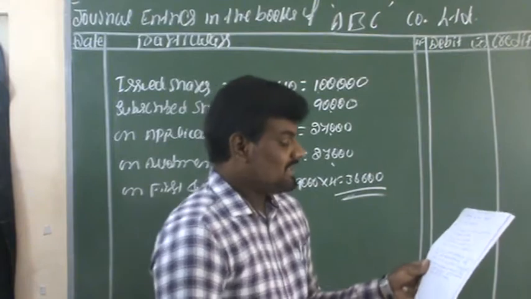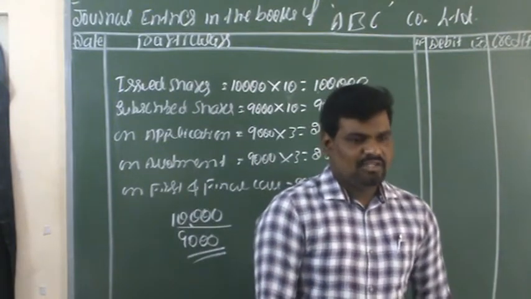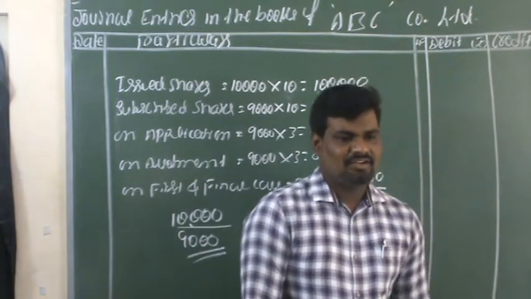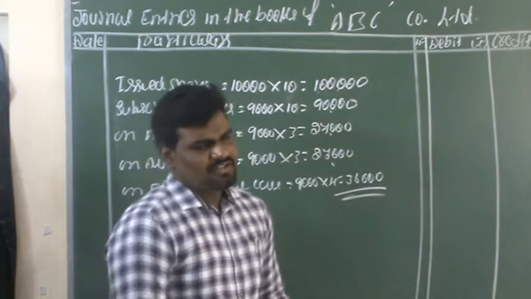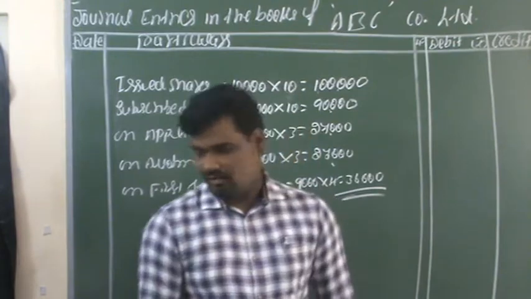Give journal entries in the books of the company. Now we need to give the necessary journal entries related to ABC Company Limited. So, understand the question, and now we can solve the calculations.